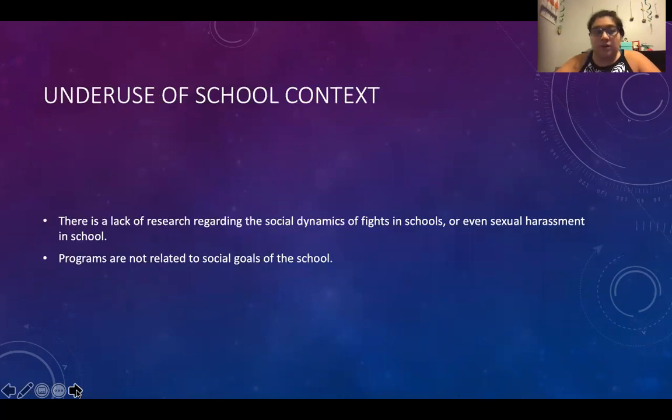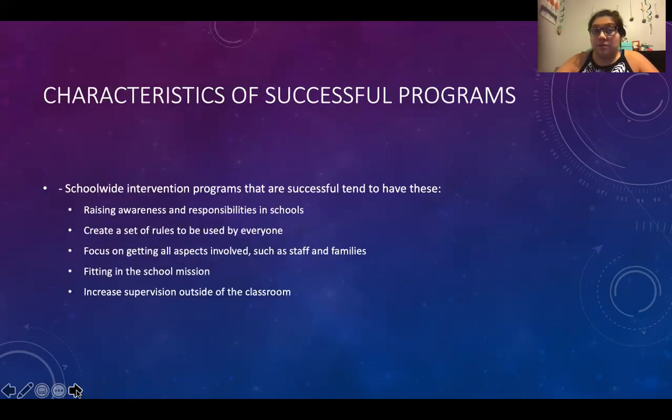As for the underuse of school context, there's just a lack of research. There's a lack of research in how the social interactions in schools, and the sexual harassment that's happening on school grounds. Programs are not related to the social goals of the school. And if they're not related to the social goals, how are they supposed to unite and create this space where it's safe and comfortable? So here are some of the characteristics of successful programs.